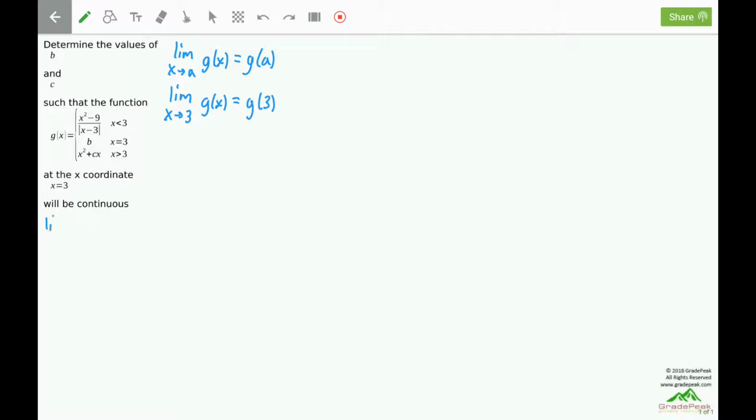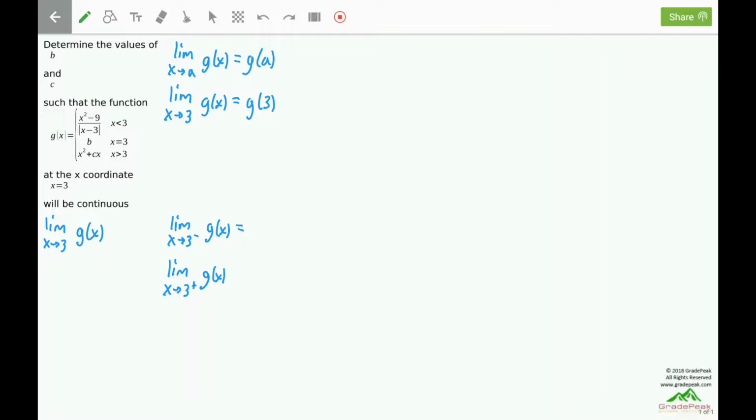Let's start with the two-sided limit as x approaches 3 from both sides of g of x. G of x here is a split expression function, and it splits right at the x-coordinate of 3, so the two-sided limit has to be evaluated from each side separately. So we will have the left-sided limit and the right-sided limit. Let's start with the left-sided limit.